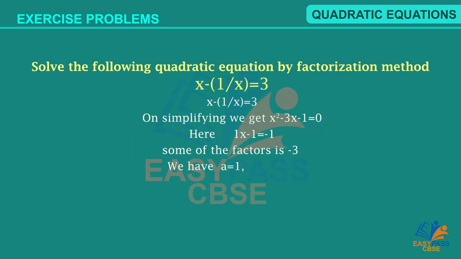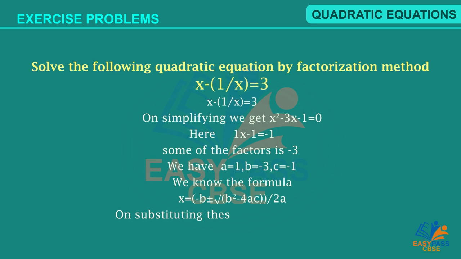So we have a is equal to 1, b is equal to minus 3, c is equal to minus 1. Therefore, we have x is equal to, we know the formula, minus b plus or minus square root of b square minus 4ac by 2a. After substituting these a, b, c values, we get x is equal to 3 plus or minus root 13 by 2.